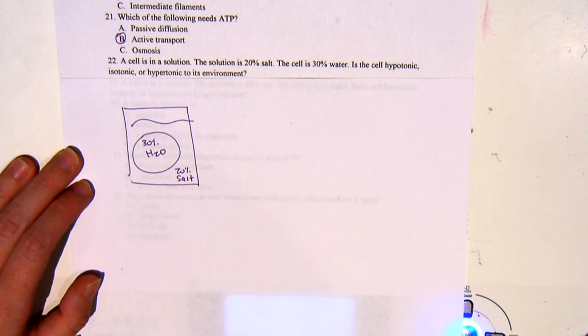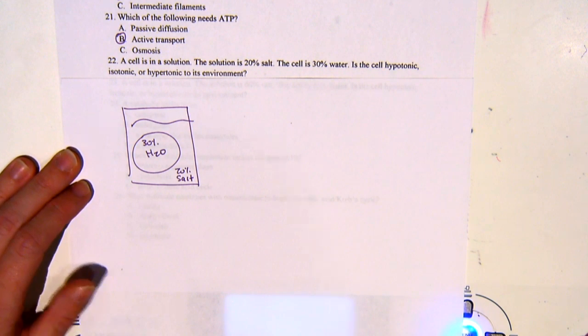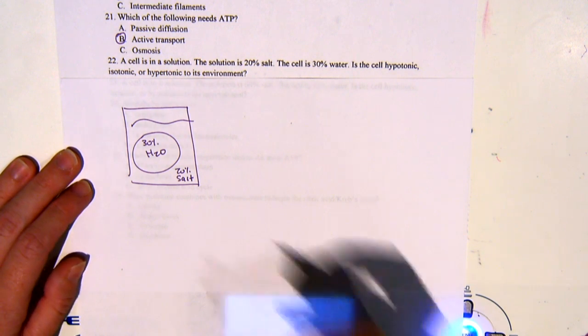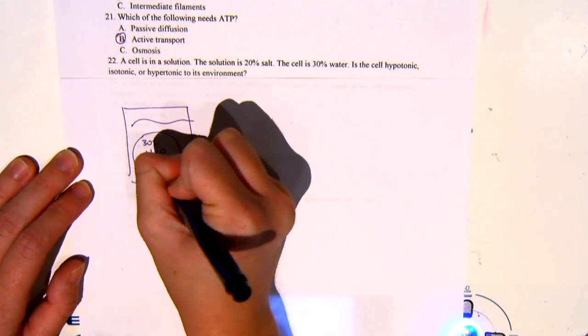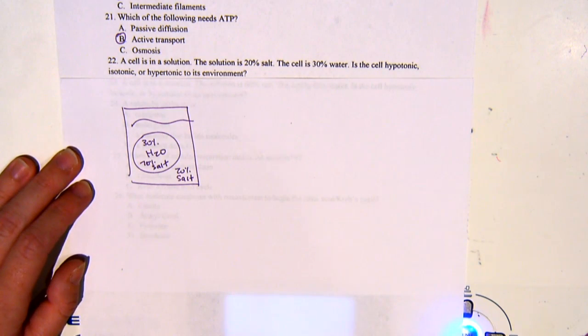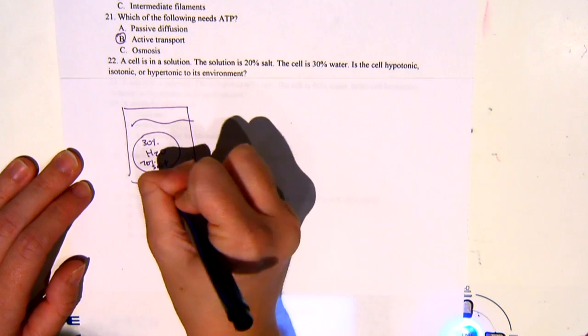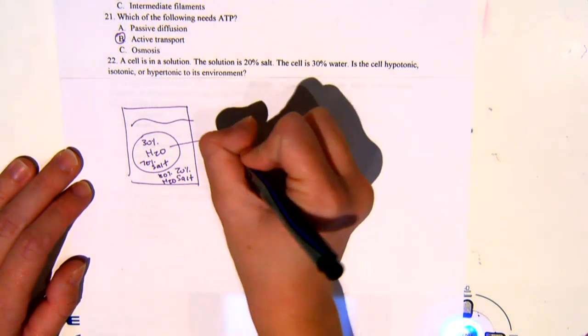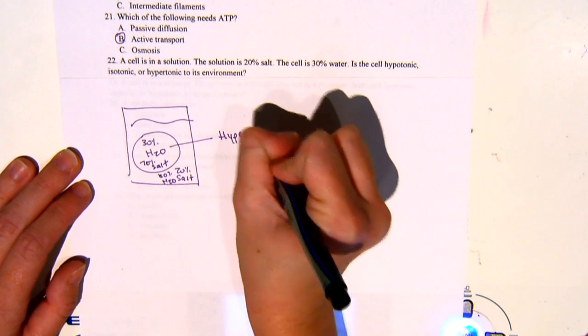So we want to find the cell relative to the environment. If they told us our cell is 30% water, that means it is also 70% salt. Similarly, if the environment is 20% salt, that makes it 80% water. So our cell has a lot more percentage of salt than the environment. So if our cell has a higher concentration of salt, that makes it hypertonic.